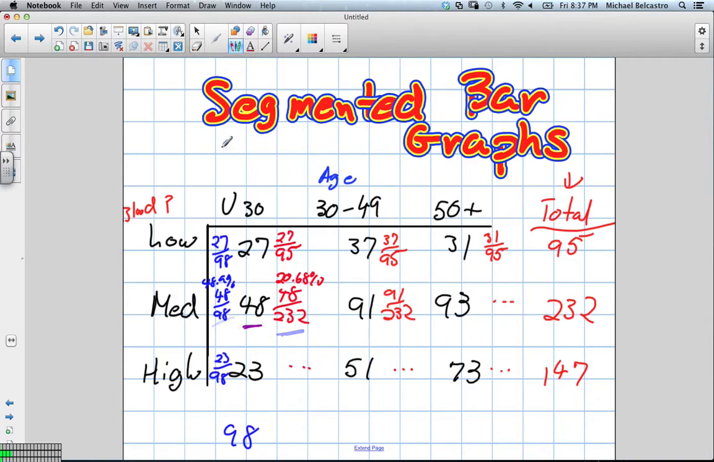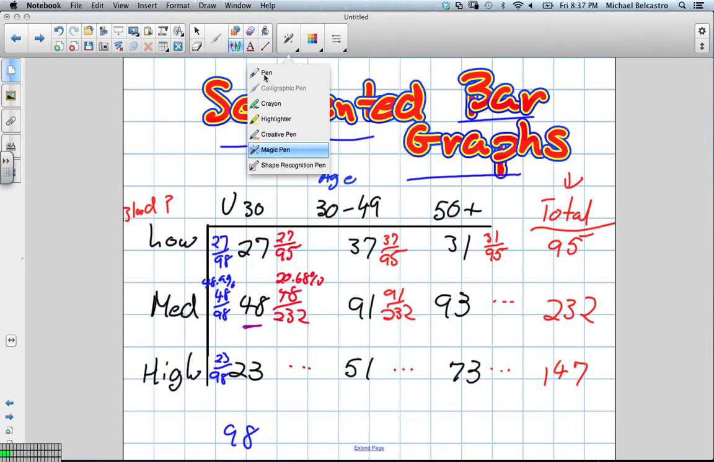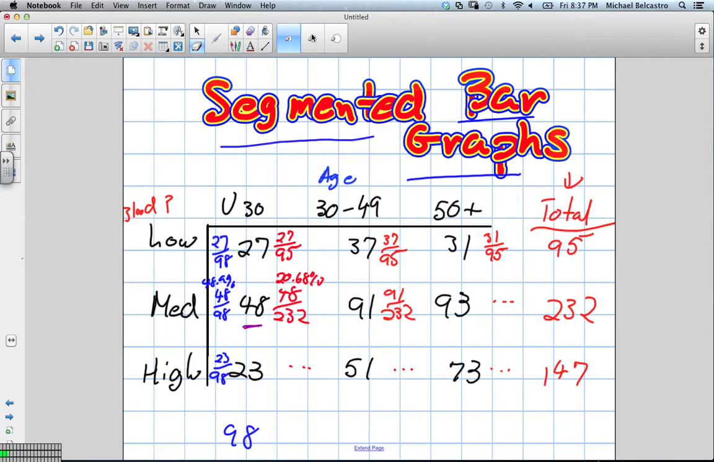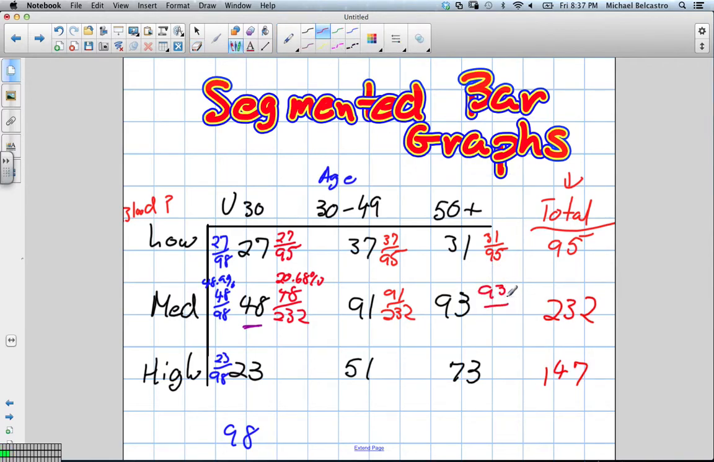Now they want us to represent this with a segmented bar graph. So we're actually going to have to write in these other values here. And now you have them written down, don't you? Yeah. Okay. So we're going to write them all down here. I can get this last one here. This is 93 out of 232. So I'll do the red ones myself. Do you have all the blue ones? Okay, so I'll write this here.